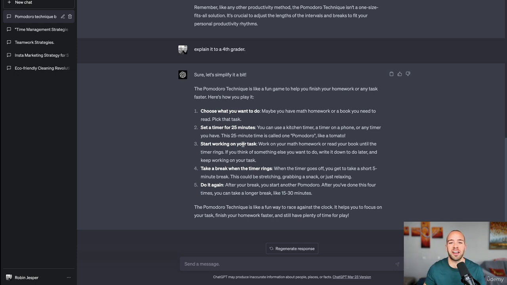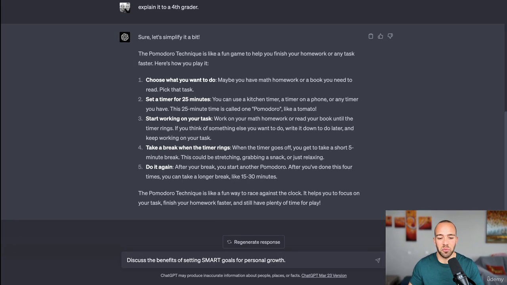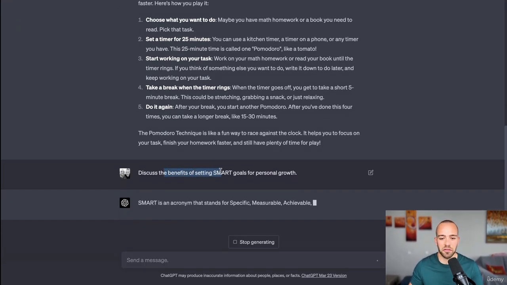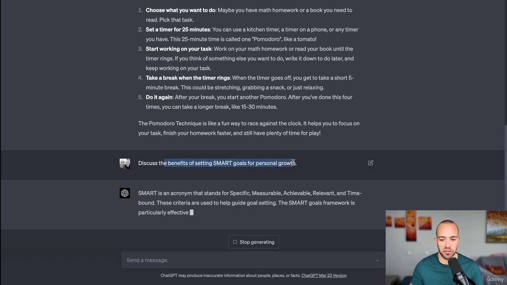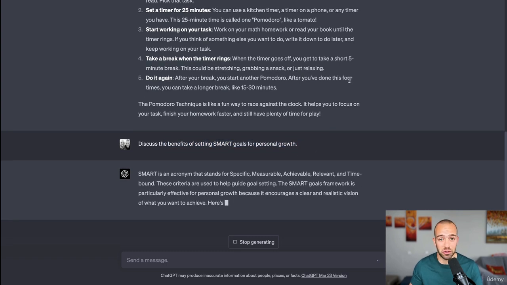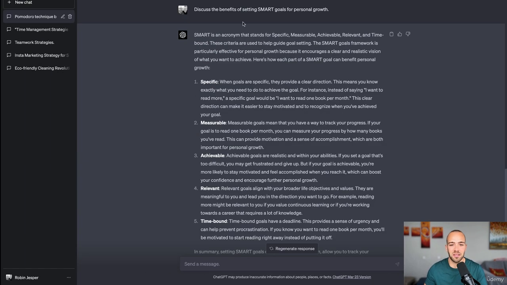Let's go over another example so you can really see how powerful the fourth grader technique is and why it's mine and Robin's favorite of all techniques. So this time we have: discuss the benefits of setting SMART goals for personal growth. Let's see what output we're getting here. So, discuss the benefits of setting SMART goals for personal growth. This is the text that we are getting.